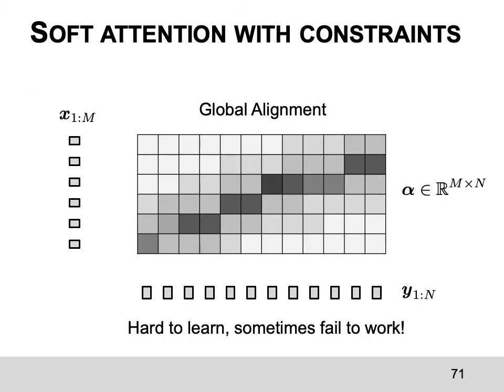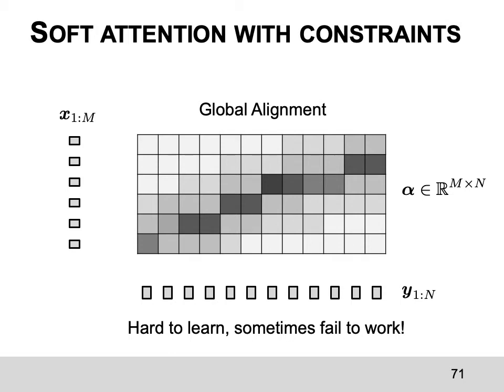Before explaining these types of models, I think we need to first explain why the global attention or the global alignment does not work sometimes. Remember that for the global alignment or the global attention, we need to compute alignment between every pair of the input and output time steps. This might be necessary for other tasks such as machine translation, but it might not be necessary for TTS. And this kind of alignment is hard to learn. Sometimes it does not work.